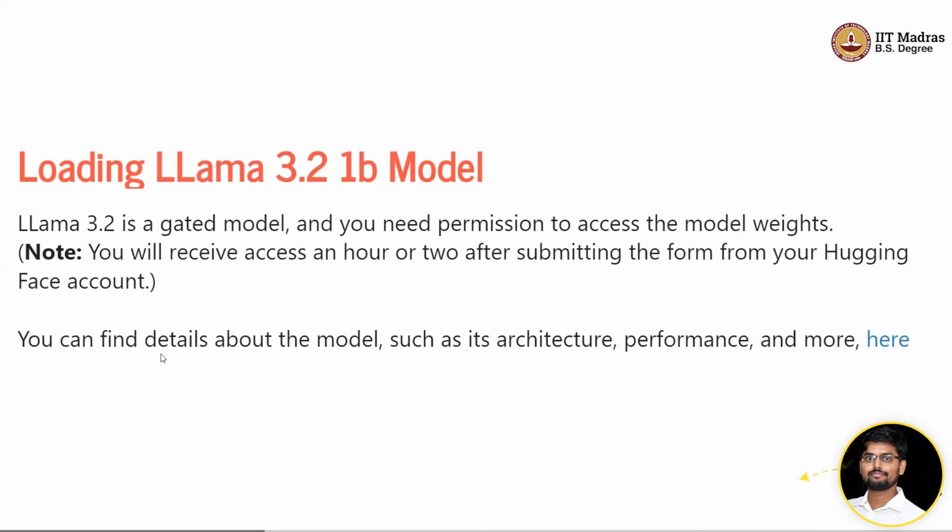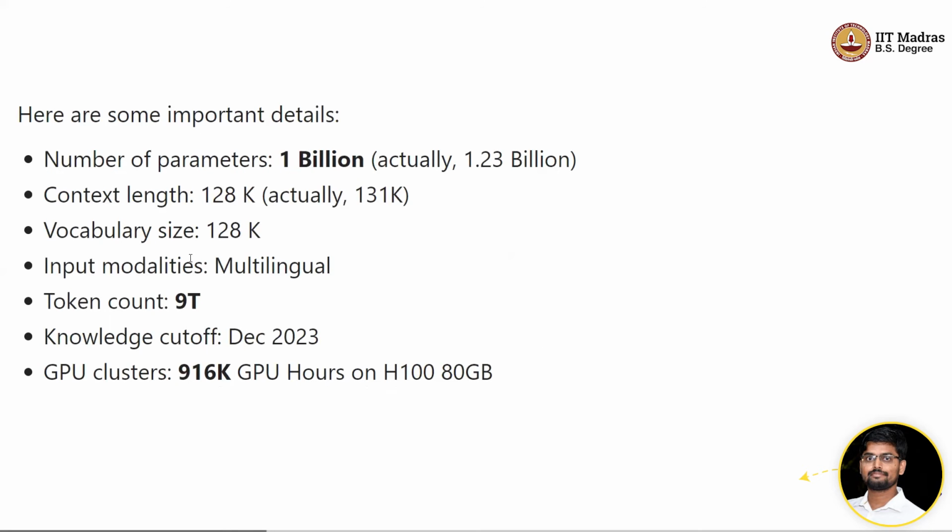It is very important to understand the details about the model. Here are some important details. As you can see, the number of parameters. Of course, they call it a 1 billion model, but if you count the actual number of parameters, it turns out there are about 1.23 billion parameters. And context length, yes, it's 128K, but it supports 131K. Vocabulary size, as we have seen, is 128K.